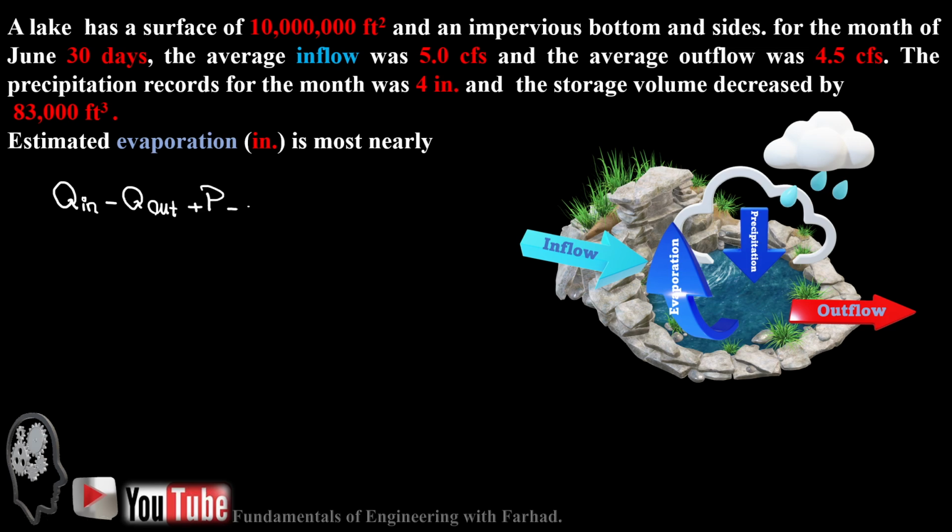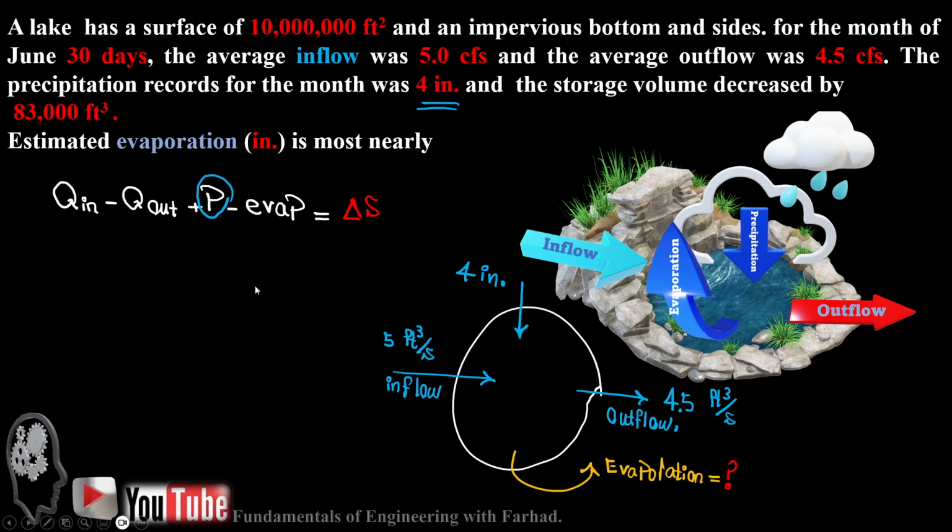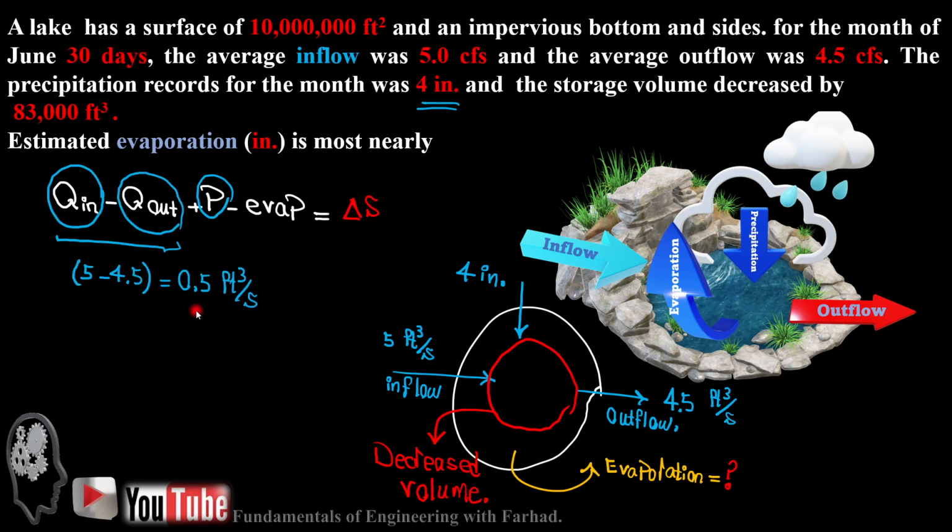For Q in minus Q out, we can easily draw our system. 4 inches come from the atmosphere, which is the precipitation. Inflow is provided to be 5 cubic feet per second, outflow 4.5 cubic feet per second. So the net inflow minus outflow is a positive 0.5, and evaporation goes back to the atmosphere, and the volume also decreased in our specific problem. So Q in minus Q out turns out to be 0.5 cubic feet per second.